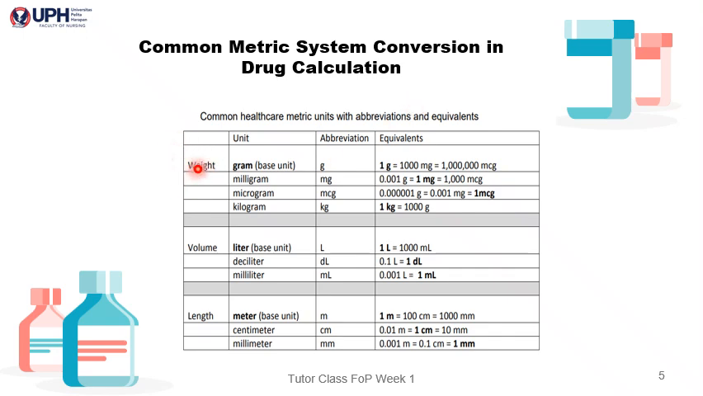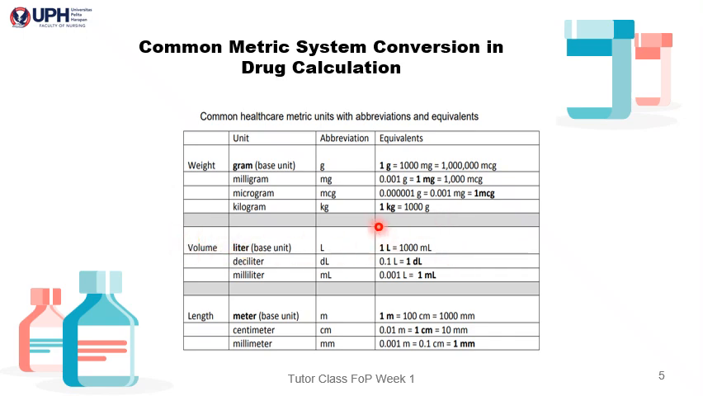So for weight, you have gram, milligram, microgram, and kilogram. 1 gram is 1000 milligrams, and it's 1 million micrograms. And 1 milligram is 1000 micrograms. And when you have 1 microgram, it means it's 0.001 milligrams. And when you have 1 kilogram, it's 1000 grams.